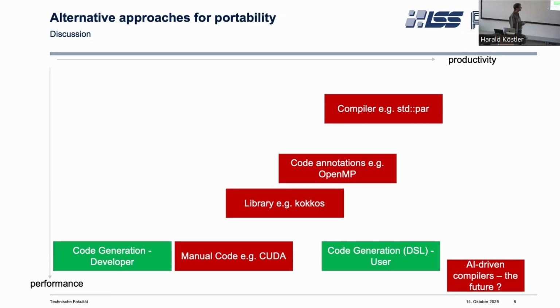So this is code generation. Anybody knows why I have added the other things? Here the prerequisite is, of course, that you want to write software that runs on different platforms. That's the basic assumption here. And what's your opinion? Compiler, standard PAR?